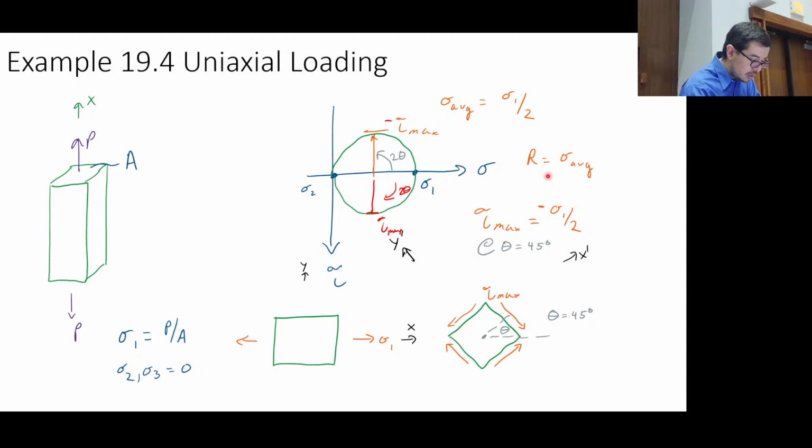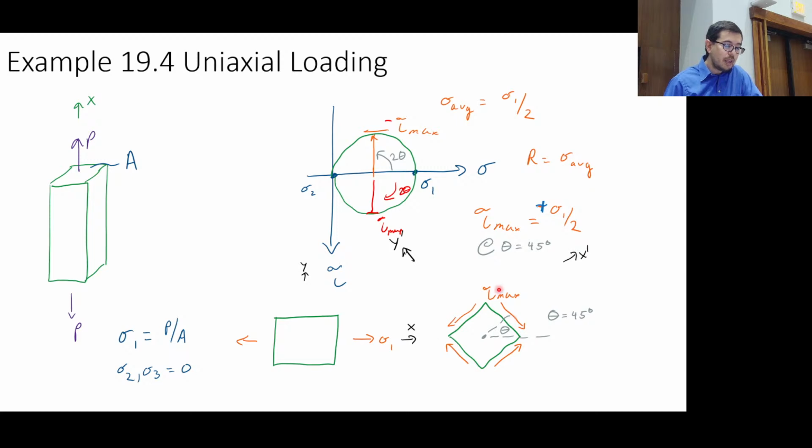Let's just change this. This is not clear. Tau max is going to be a positive number, sigma 1 over 2, and the state of stress that we're getting to is going to be minus tau max up there. And so when we draw it, it's tau max positive, sigma 1 over 2, with the arrows in the opposite direction, like we see here, right?